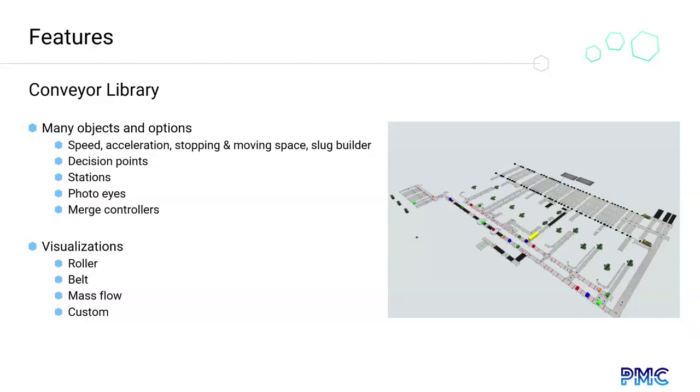There's also some fantastic visualizations available. We have roller conveyors, which is really the bulk of what you see in this picture. That's what all the silver conveyors are. We have belt conveyors. Again, there's the mass flow, which has its own visual, but you're also able to, like with any object in FlexSim, make your own custom appearance for things.